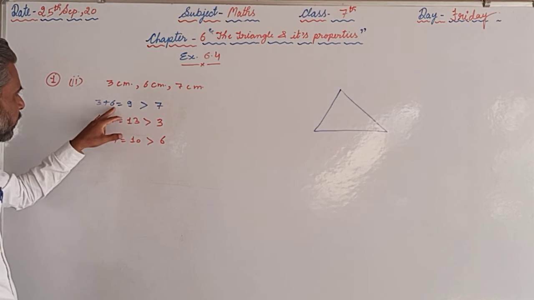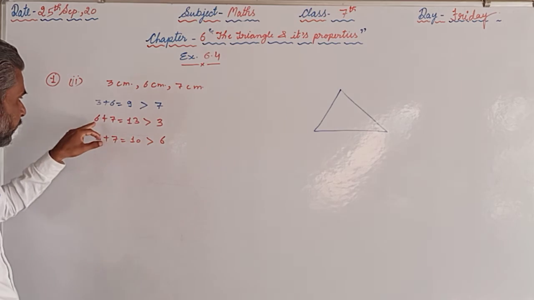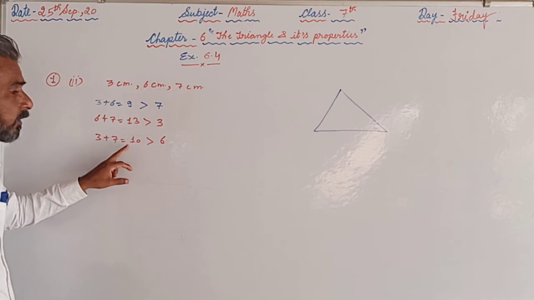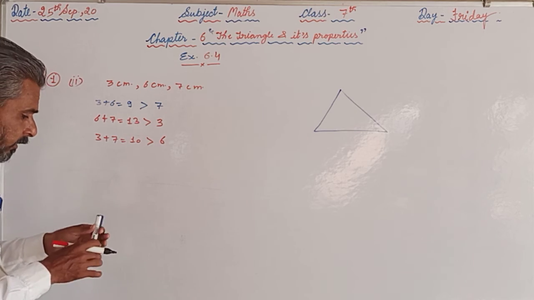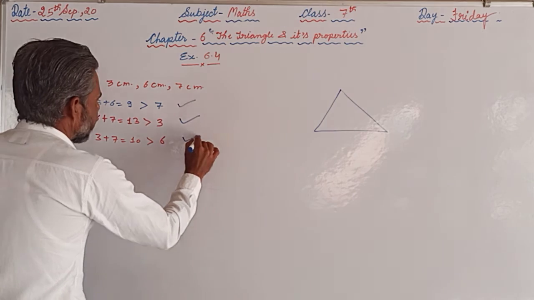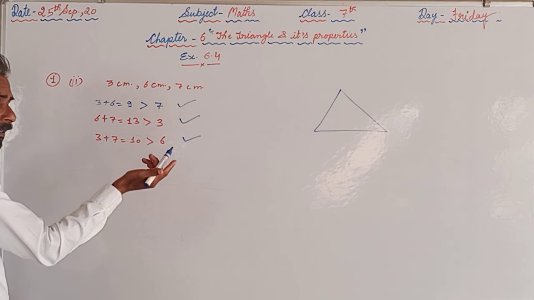In the first case 6 plus 3 is 9, that is greater than 7. In the second case 6 plus 7 is 13, greater than 3. Third case 3 plus 7 is equals to 10, that is also greater than 6. So here in all the cases the sum of two sides is greater than the third one.